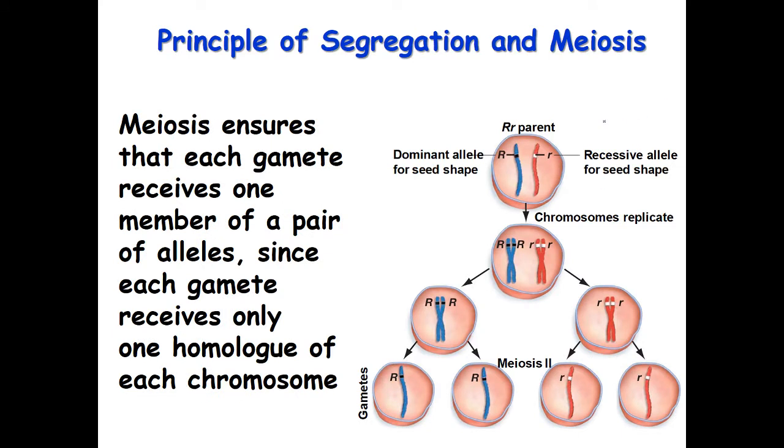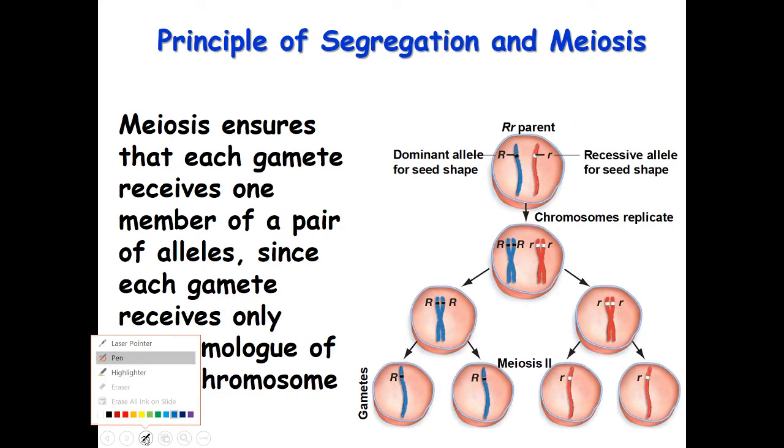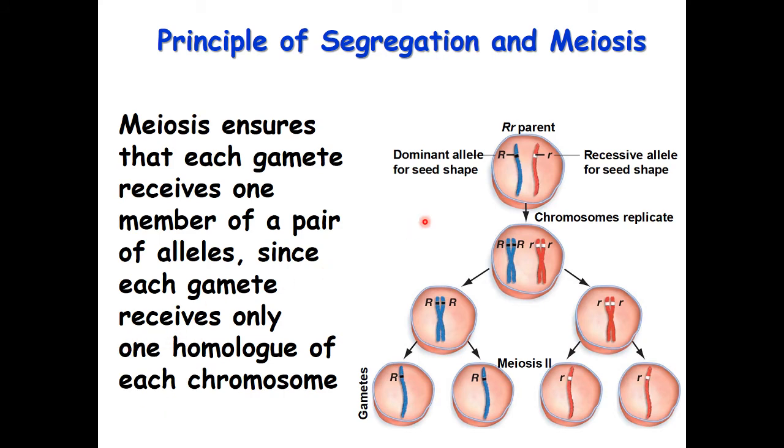Okay, and this is another picture showing you the same thing. You have one type of chromosome here, the mother and the father. After S phase, they replicate, right? So then they form tetrads, go into metaphase 1, and then the homologs get separated into two separate cells.